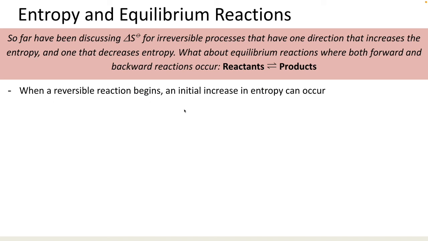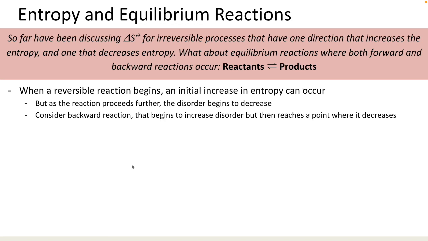When a reversible reaction begins, we see an initial increase in entropy. So as our reactants turn into the products, we increase entropy, which is energetically favorable. But as that reaction proceeds further and further, the disorder begins to decrease, which means that the backward reaction is then going to be the more favorable one, because if disorder is now decreasing at a certain point, that means the backward reaction is going to increase, and that's what's observed.